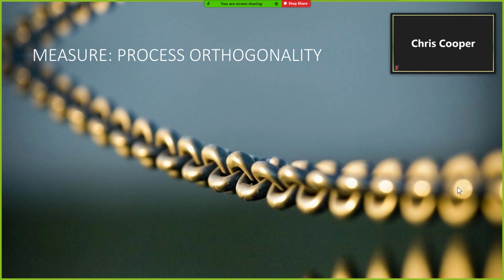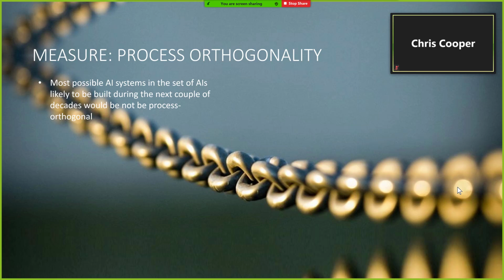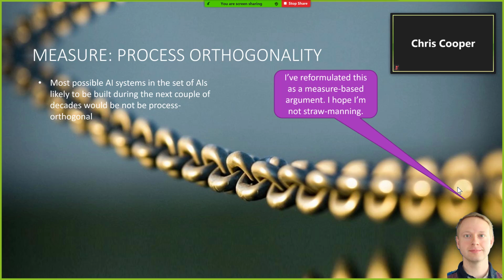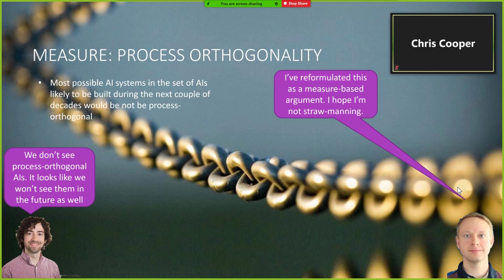So how does this apply to process orthogonality? Well, you could make the following claim. Most possible AI systems in the set of AIs likely to be built during the next couple of decades would not be process orthogonal. So this is me reformulating Ben's argument, and I hope I'm not strawmanning too much. I think this is what Ben Garfinkel is pointing towards, but I'm not 100% sure. And a big part of the argument is that we don't really see any process orthogonal AIs right now.